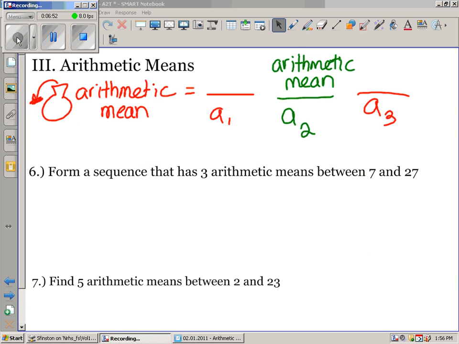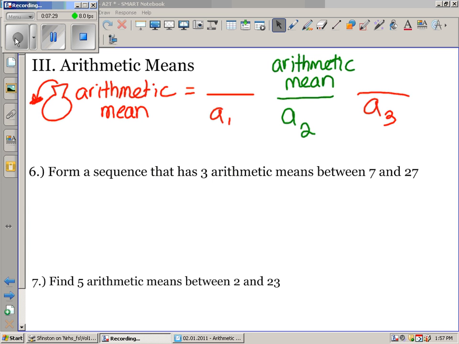Okay. So arithmetic mean, this is the last part of our lesson. What is an arithmetic mean? It's a really fancy way of saying what's the number in between two terms of an arithmetic sequence. If you have the first term of the arithmetic sequence and you have the third term, then the term in between, the second one, is the arithmetic mean of the two. You know what I'm saying?